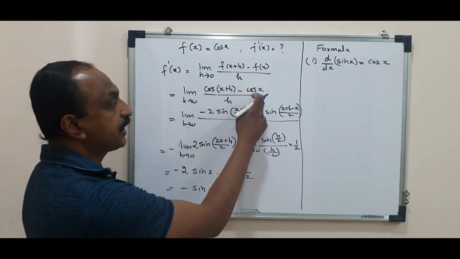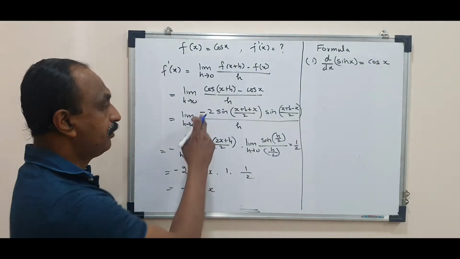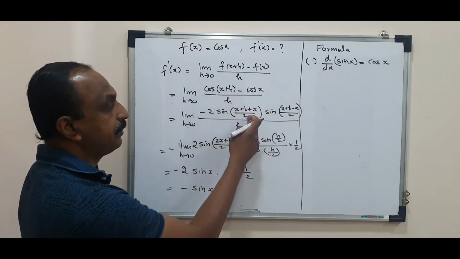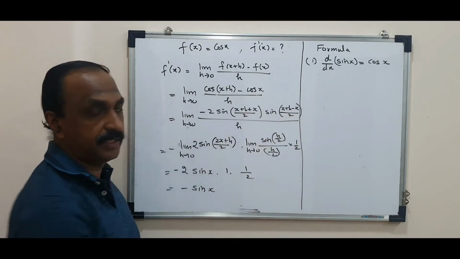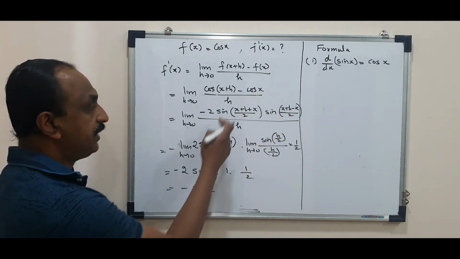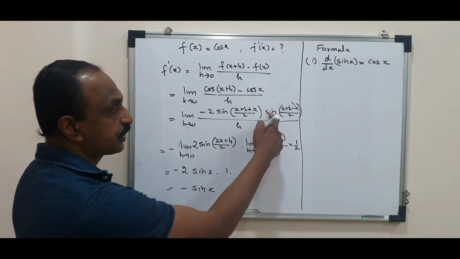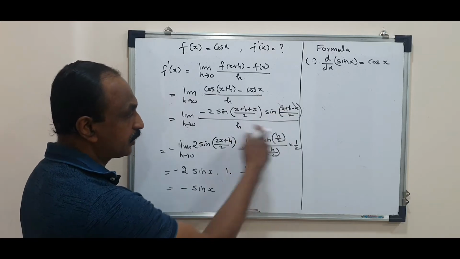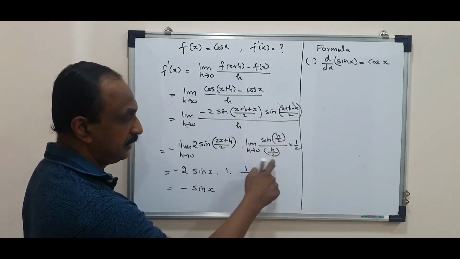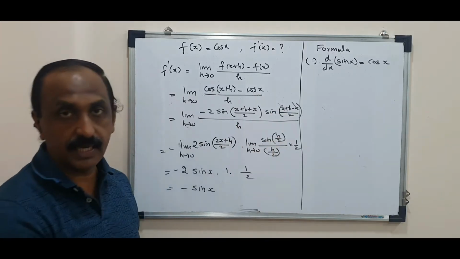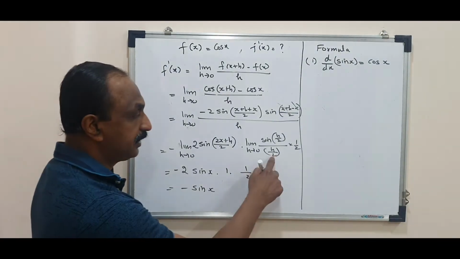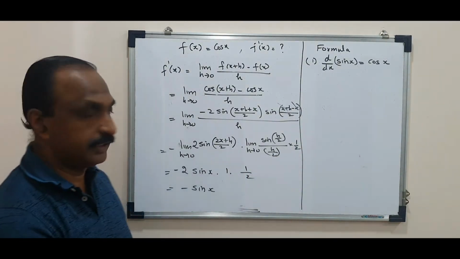F of x plus h is replaced by cos of x plus h and f of x is replaced by cos x. The cos c minus cos d formula is applied: minus 2 sin c plus d by 2 into sin c minus d by 2. Then separated, here x and x will get cancelled. So sin theta upon theta can be applied. This h is combined with it to make it h by 2, to make the sine angle same as the denominator, divided and multiplied with the 2 in the denominator.